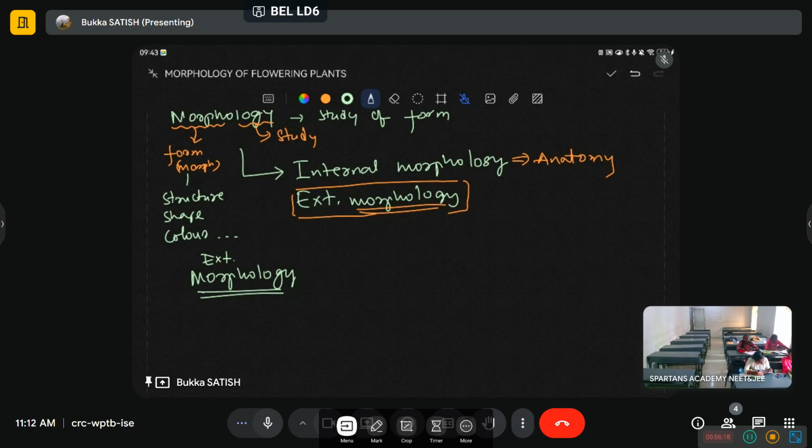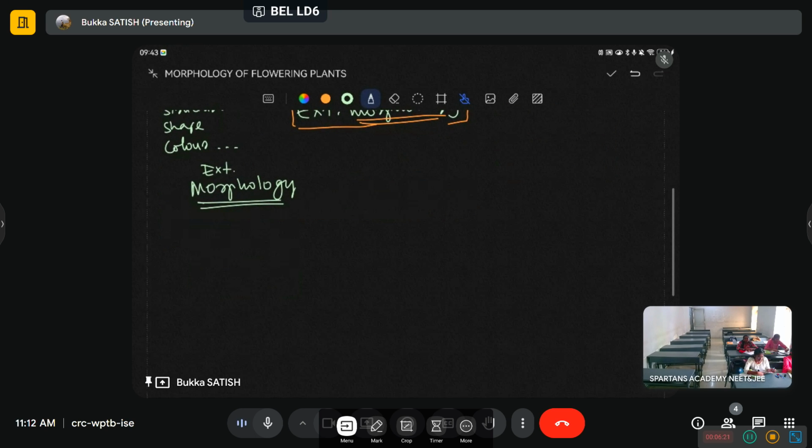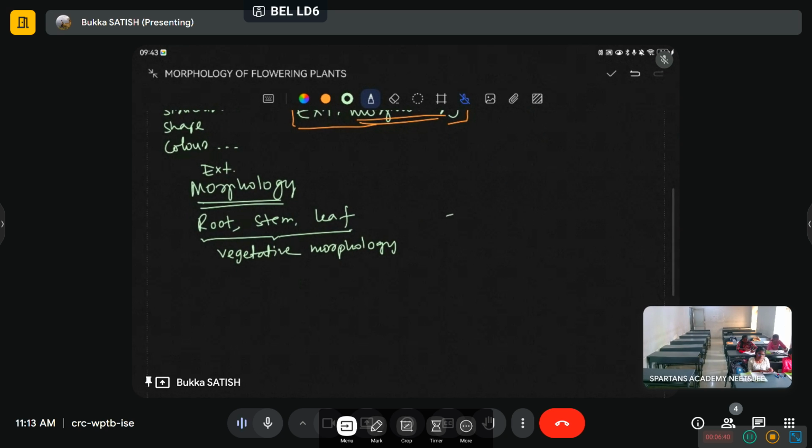Right. So in this, we'll be studying root, stem, leaf, in the part which is vegetative morphology. And then we'll discuss inflorescence and flower in the next part, which is reproductive morphology.